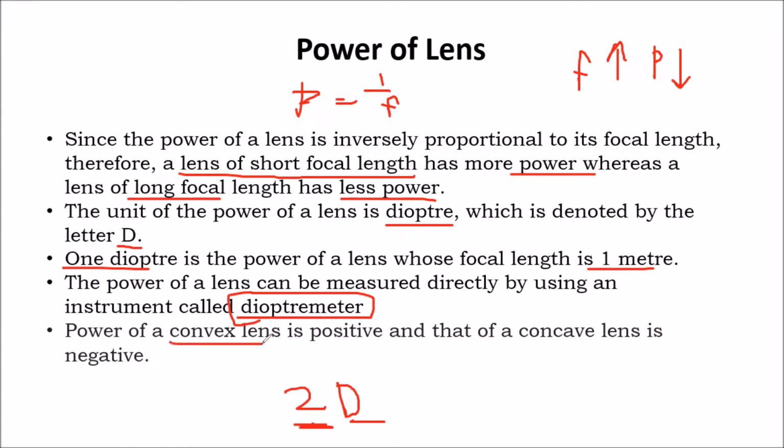The power of convex lens. Now we know the focal length of a convex lens is positive. So if focal length is positive, power is going to be positive, because power is 1 upon focal length. So convex lens has positive power, whereas concave lens has negative power. So these were some of the statements.